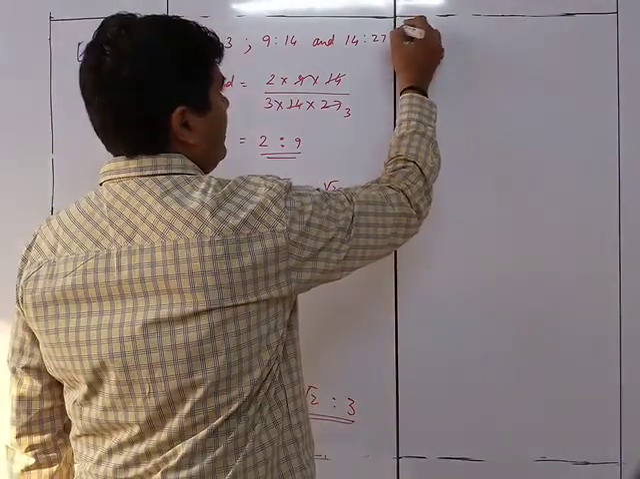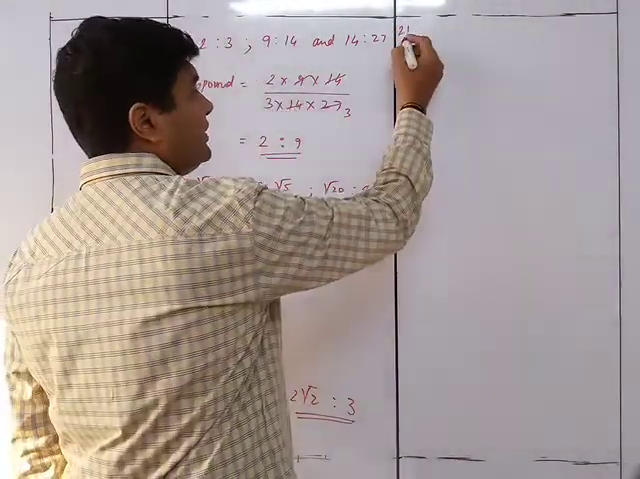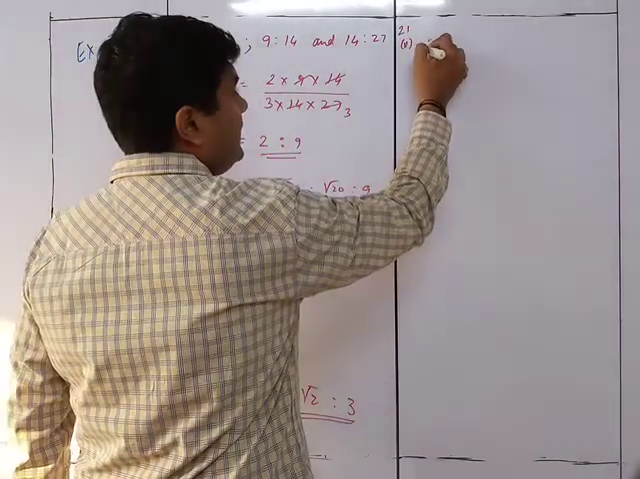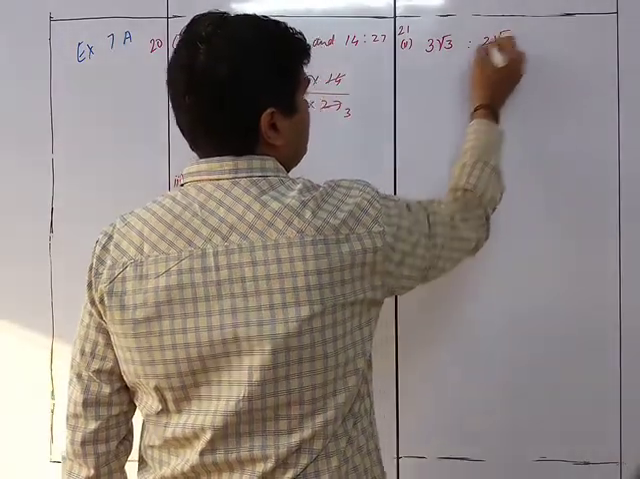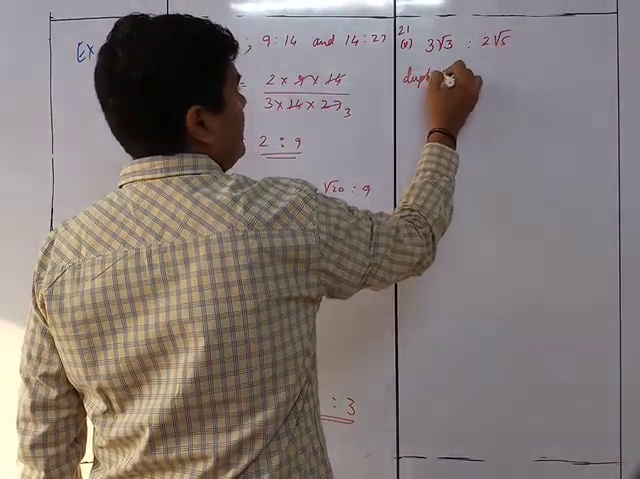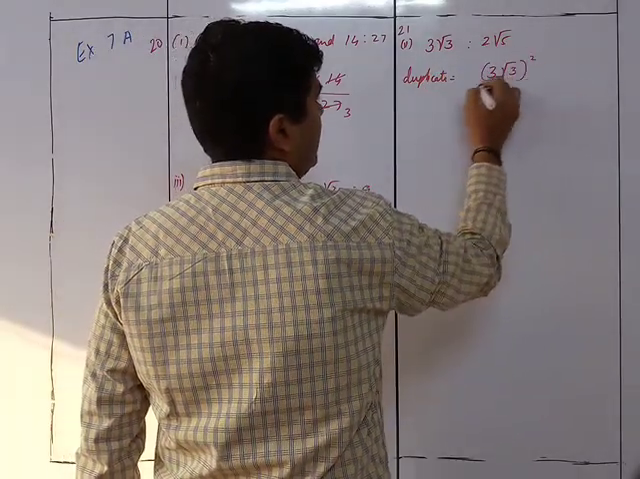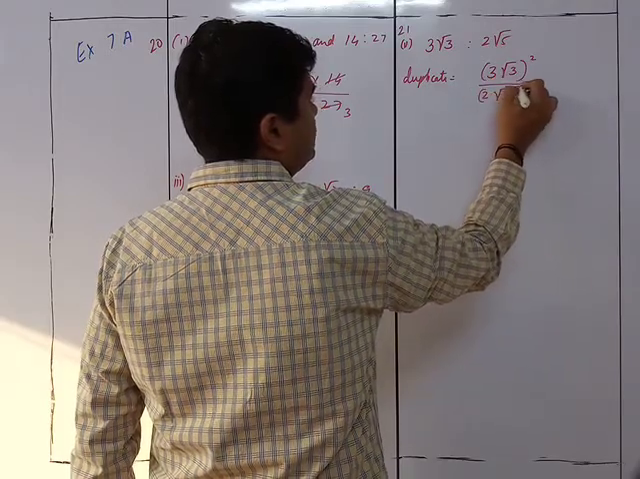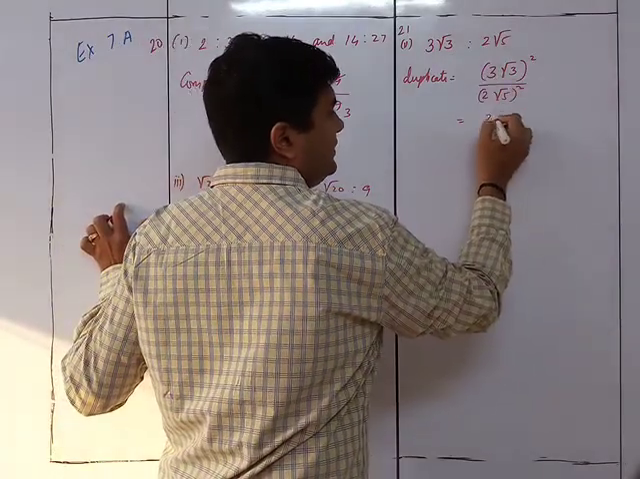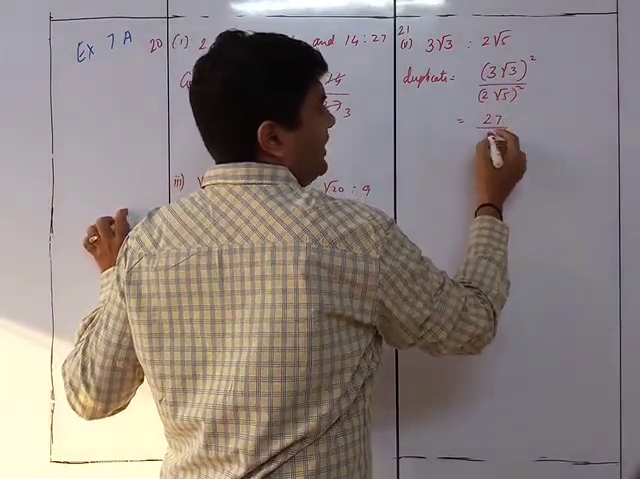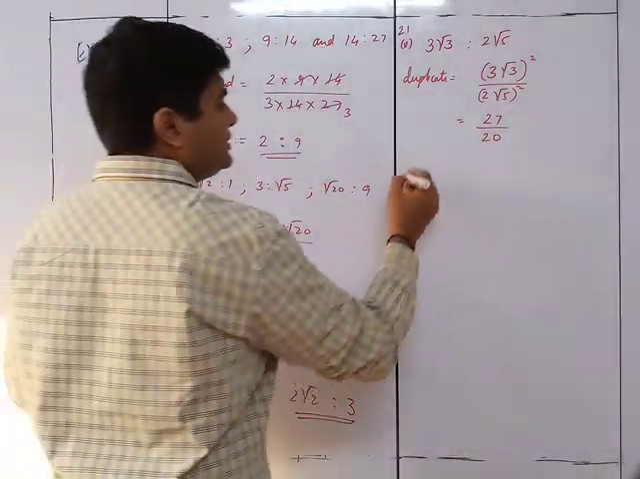We move on to the sum number 21. Let's take the second one, sum of each and every one. So it's 3 root 3 is to 2 root 5. So the duplicate will be equal to square of this. So this will be this square upon 2 root 5 the whole square. That's going to be 3 to 9. 9 into 3 is 27 upon 4. 4 5s are 20. So 27 upon 20 will be the answer.